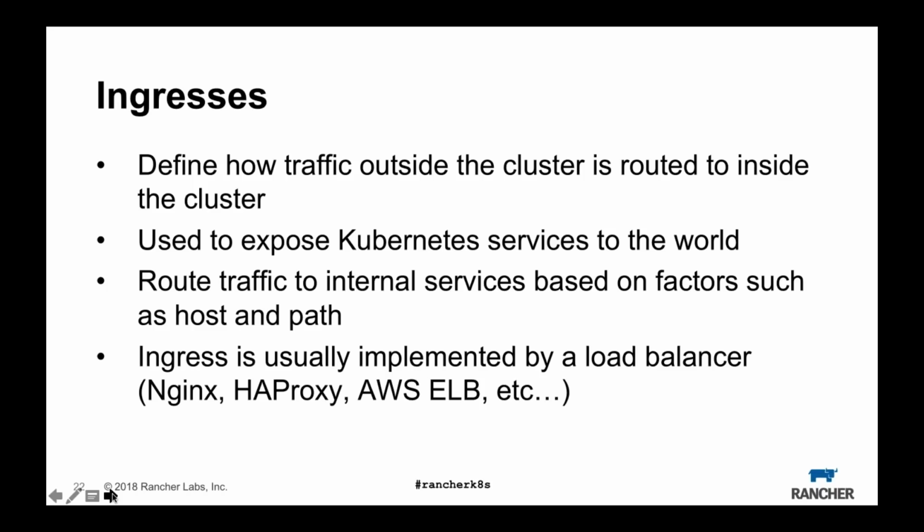Ingress is usually implemented by a load balancer. So I mentioned Nginx, HAProxy, AWS ELB. And then these can also integrate with some other external load balancer that's going to be aware of your ingress controllers. So if your ingress controllers move, you don't have to change the IP addresses that you're routing to.